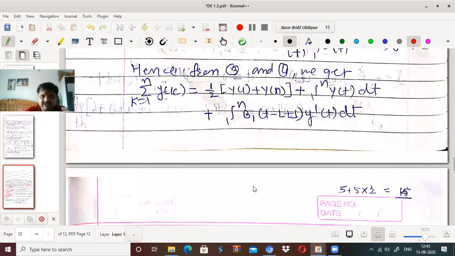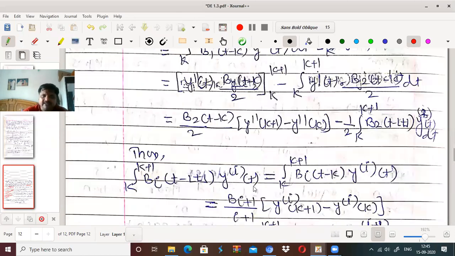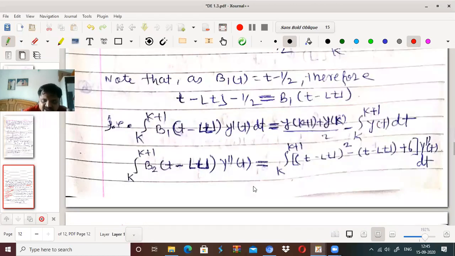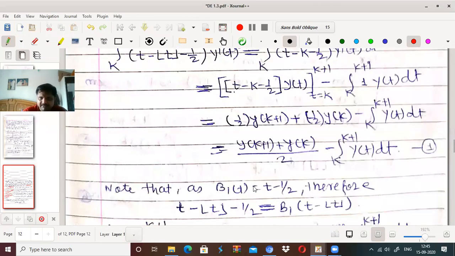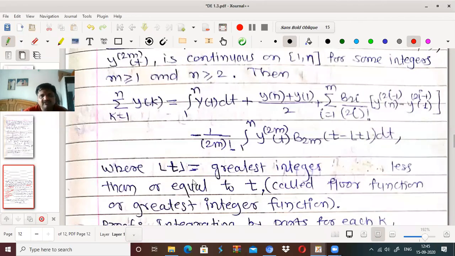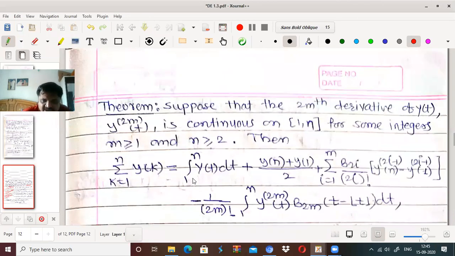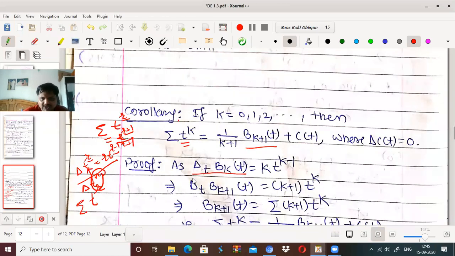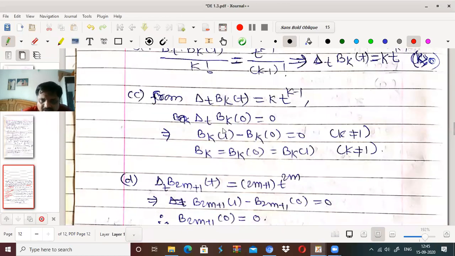So in this way you can find the initial functions whose generating functions are given, whose exponential generating functions are also given, and this is all about Bernoulli numbers as well as Bernoulli polynomials. For today we will stop here.